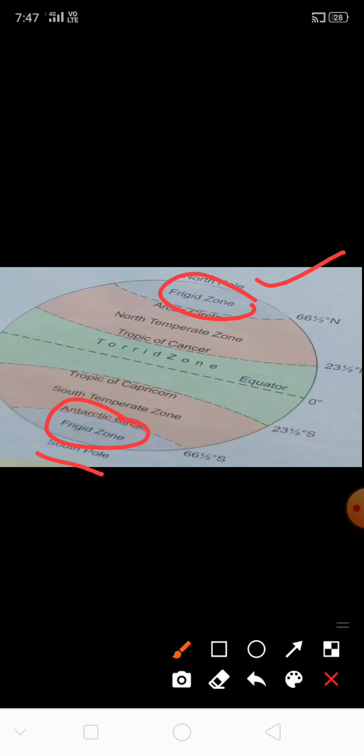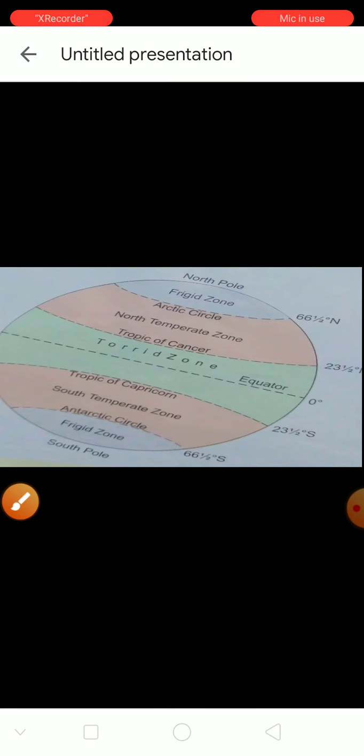So what is the frigid zone? The frigid zone lies between the Arctic Circle and the North Pole in the northern hemisphere. It is also located between the Antarctic Circle and the South Pole in the southern hemisphere. Frigid means cold. So places in the frigid zone are covered with snow or ice throughout the year. This is because the angle of the sun's rays keeps on decreasing as we move towards the poles. In this zone, even at midnight during the summers, the sun remains above the horizon, and during the winter it never rises. That is about the frigid zone.